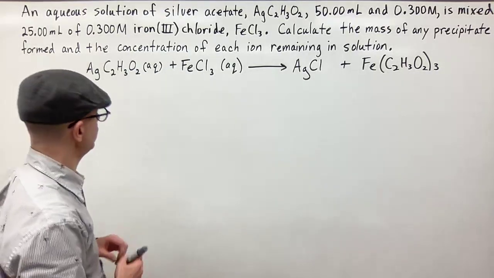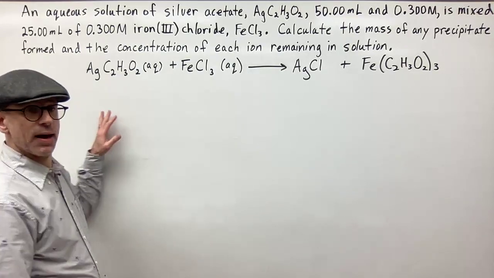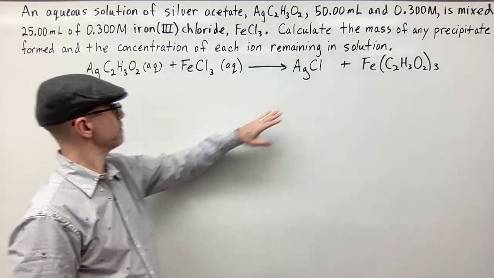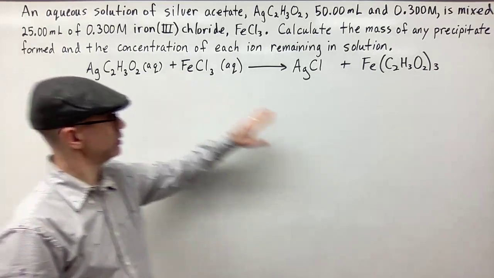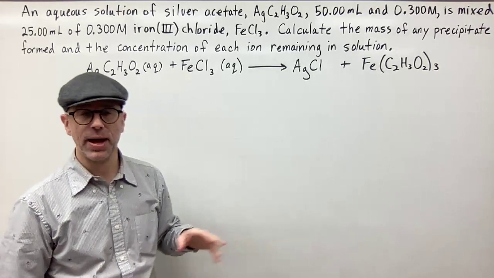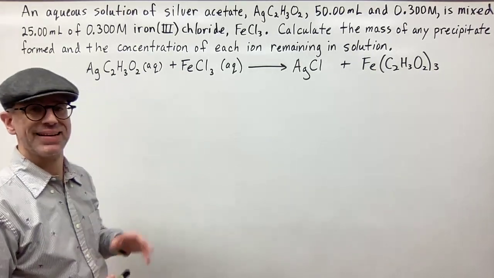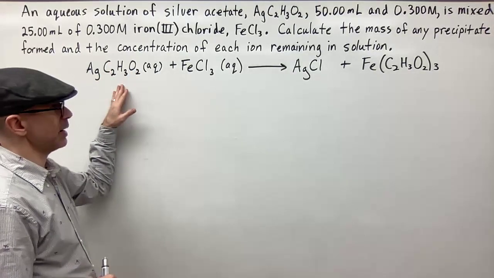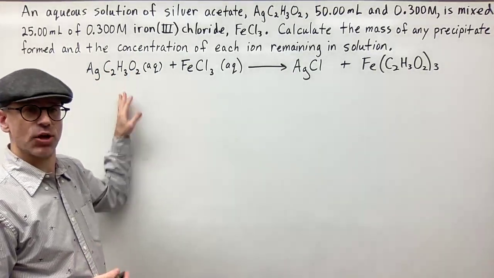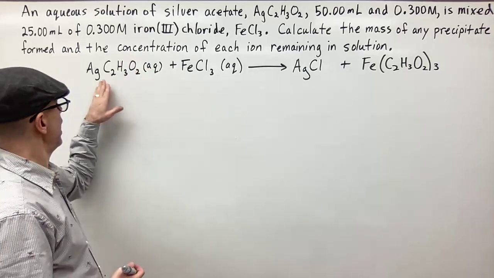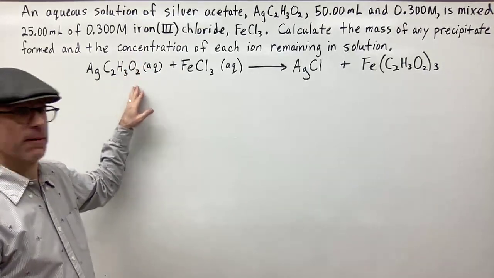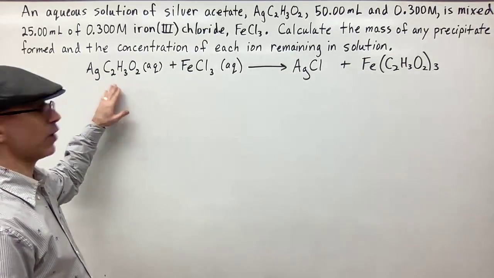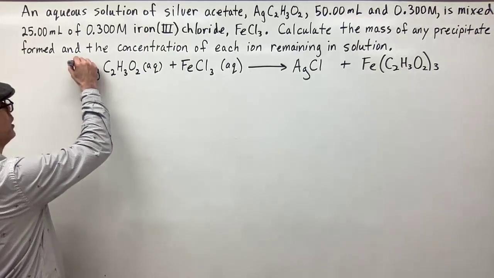Now we need to balance the equation. I start with the metals first. Silver, I have 1 silver, 1 silver. I have 1 iron, 1 iron. So the metals are already balanced. Now I'm going to do the non-metals. Here I have a polyatomic ion, acetate. It stays together, so I'm going to treat this as one unit. I have 1 acetate here, but I have 3 acetates here. So I need a 3 on this side, so I'm going to put the coefficient 3.